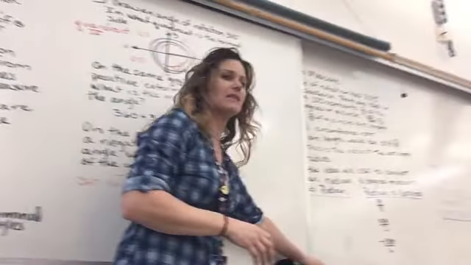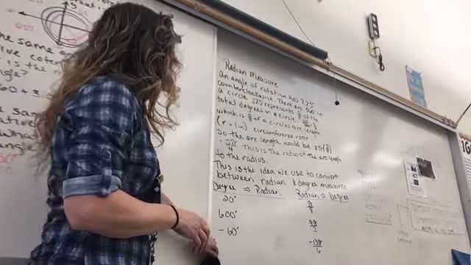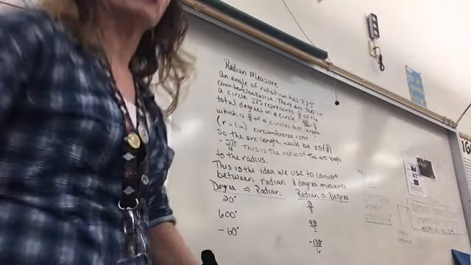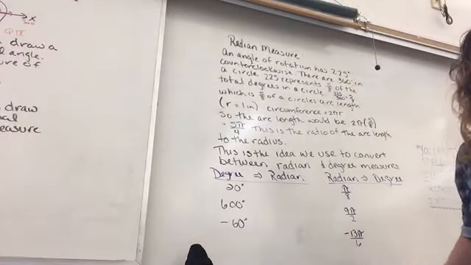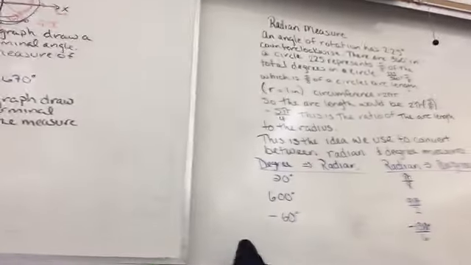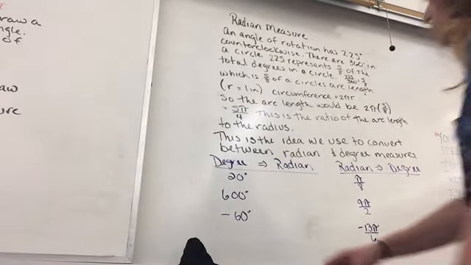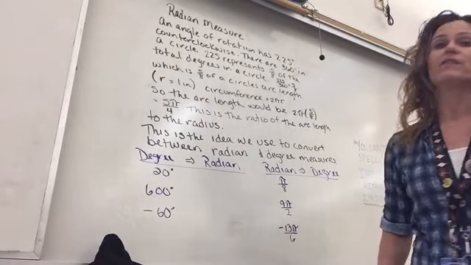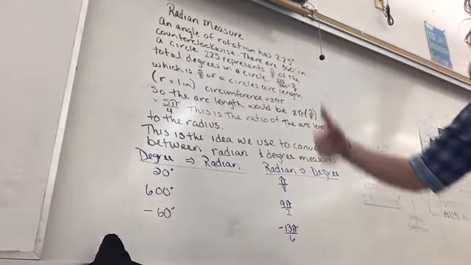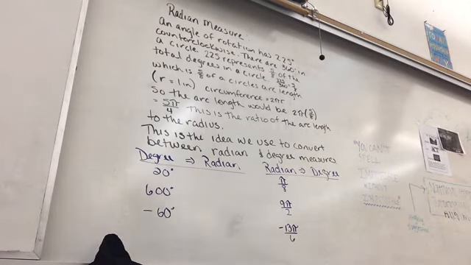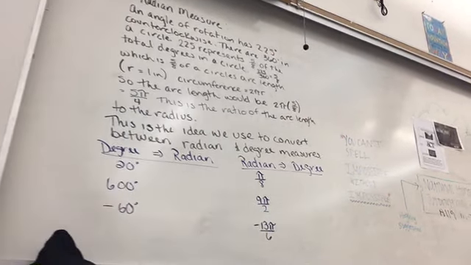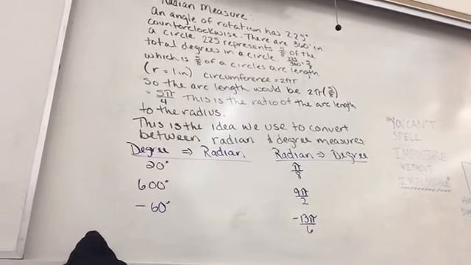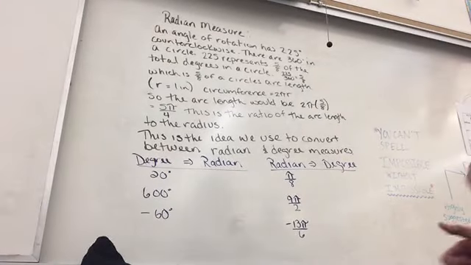We have one last little thing that we're going to talk about. It's converting radian measures. I'm going to slide this over. Looking at radian measures. Radian measures: an angle of rotation has 225 degrees. And this is kind of a verbal explanation here. Let's see, what if I slide this desk over? I think that might help get a little bit more focus.